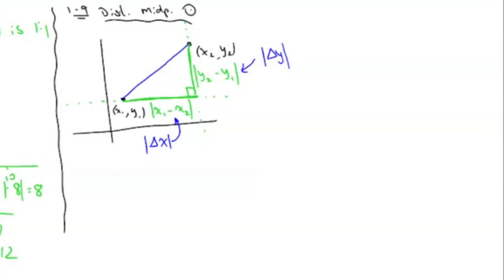Now, notice this one was x1 minus x2. I wrote down exactly what you said. And this one is y2 minus y1. Does that change anything? No, nope. The same absolute value fixes that. So it's irrelevant which way you do it.